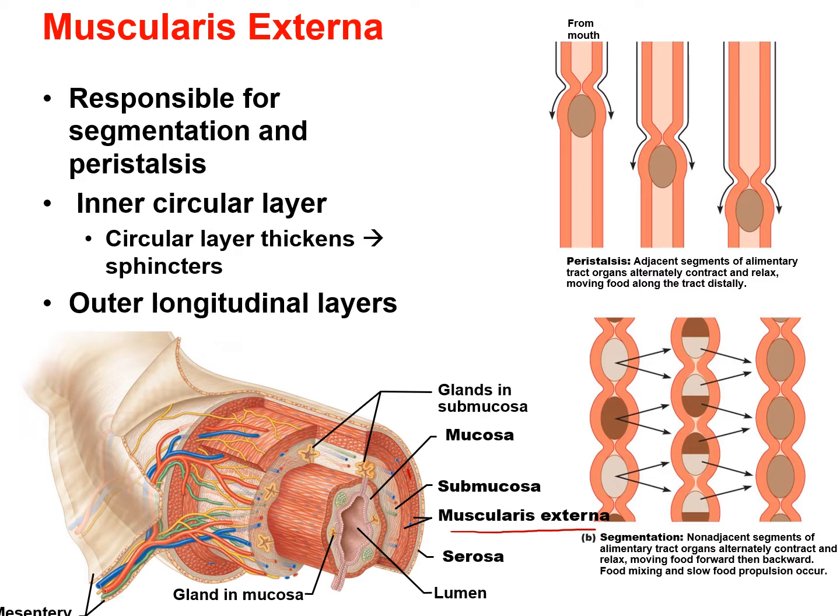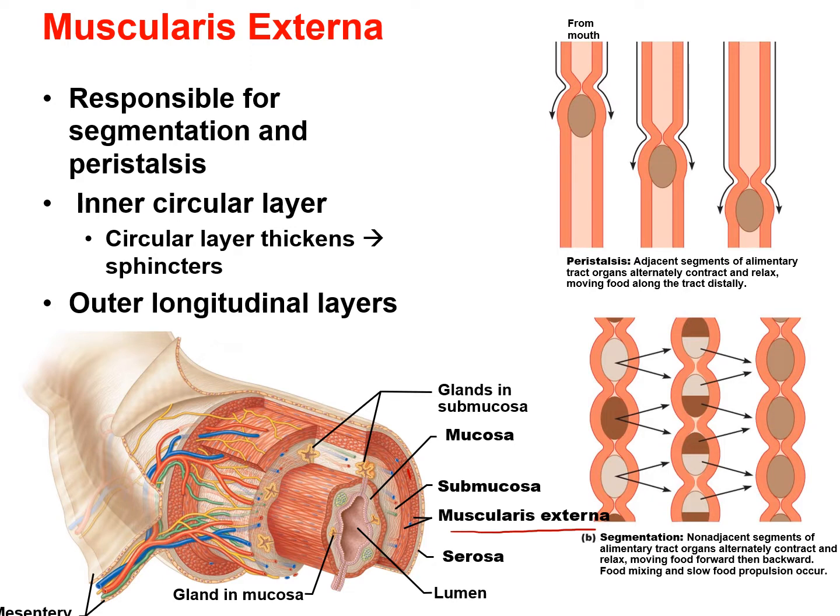These muscles are responsible for segmentation, which is going to occur when non-adjacent segments of the alimentary tract organs alternatively contract and relax. And this is basically going to push food back and forth, back and forth, without really propelling it through the digestive tract. The purpose of segmentation is basically to mix food and to slow propulsion through the tract.